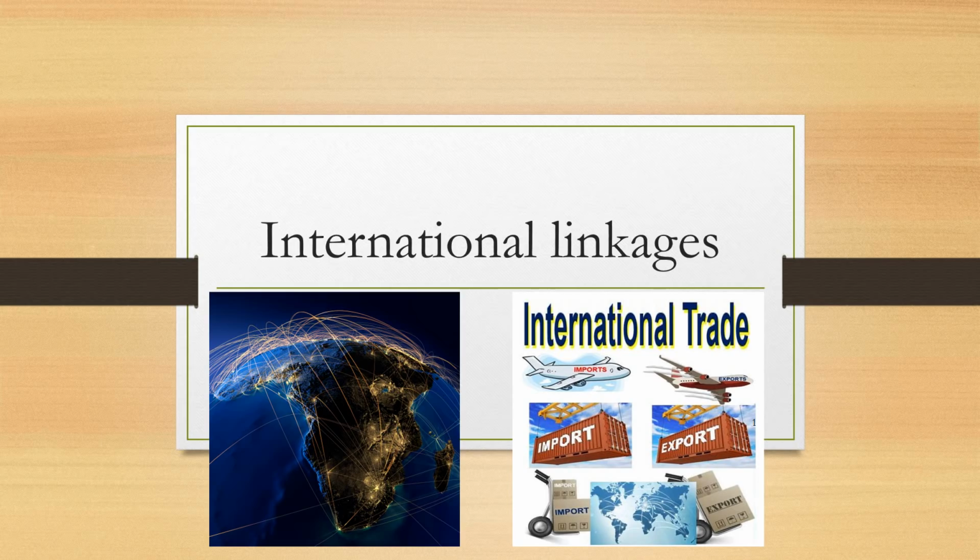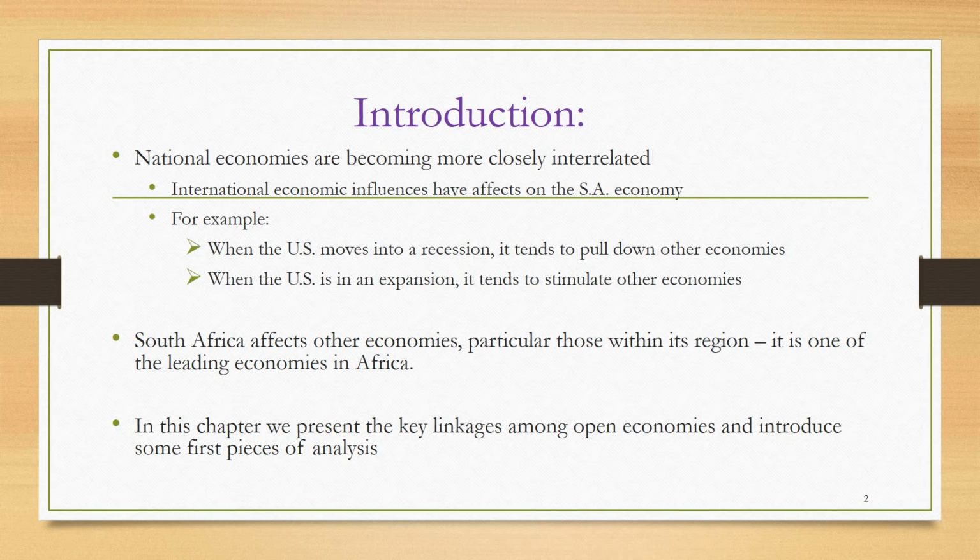We previously considered that aggregate demand consists of consumption, investment and government spending. We haven't worried too much about net exports, but it's important to consider an open economy, particularly when we see that in recent times economies have become more interrelated, interconnected with globalization. So South Africa is affected by what happens internationally, international economic influences. So when, for example, a major economic player like the United States moves into recession, that tends to have a dampening effect on other economies. When it moves into expansion, it tends to stimulate other economies.